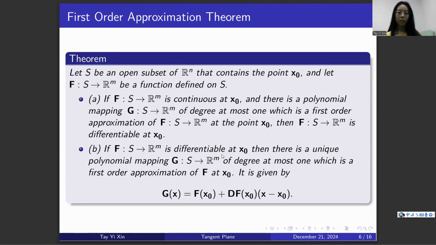B. If f is differentiable at x0, then there is a unique polynomial mapping G of degree at most 1, which is a first-order approximation of f at x0. It is given by G(x) equals f(x0) plus the Jacobian at point x0 times (x minus x0).